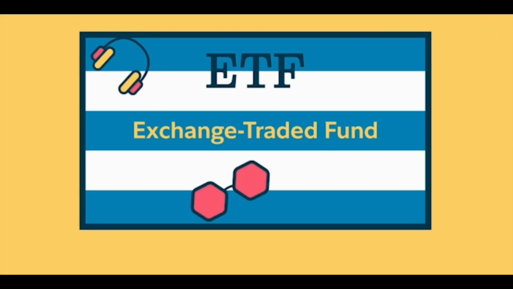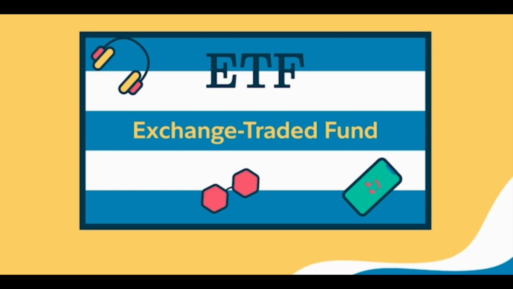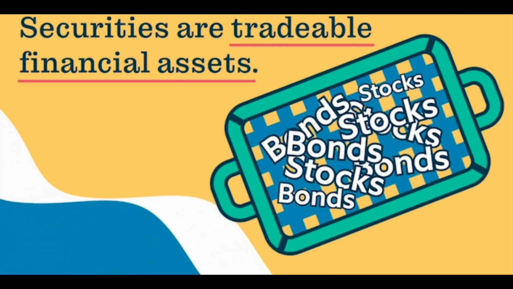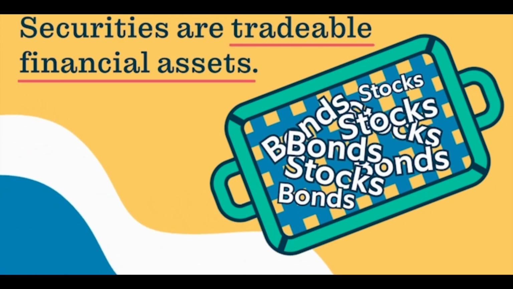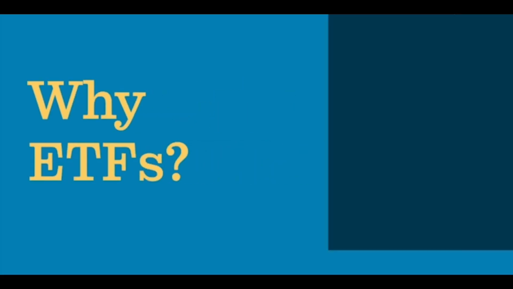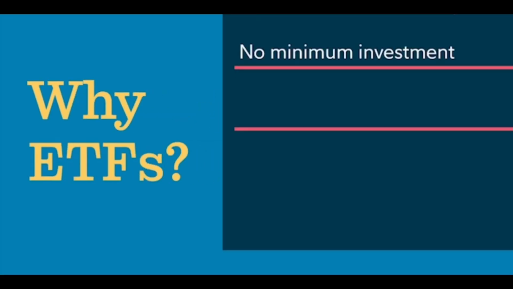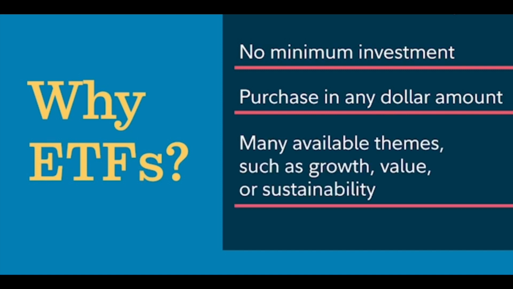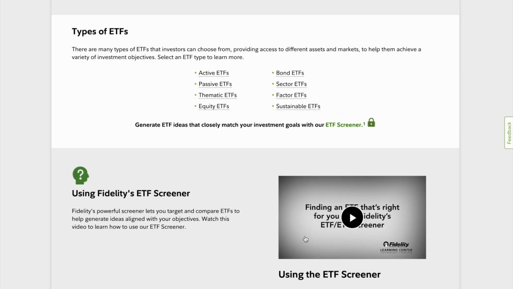So what that means is it's traded on a stock exchange like the NASDAQ. Because it's made up of multiple investments, as we said, it's essentially a basket of securities traded throughout the day. For people who may be new to investing, ETFs can offer a convenient way to help diversify a portfolio. For example, there's no minimum investment at Fidelity. You can purchase in any dollar amount. And with the thousands of ETFs that are available, if investors are interested in specific themes or industries, then that's certainly available to them.